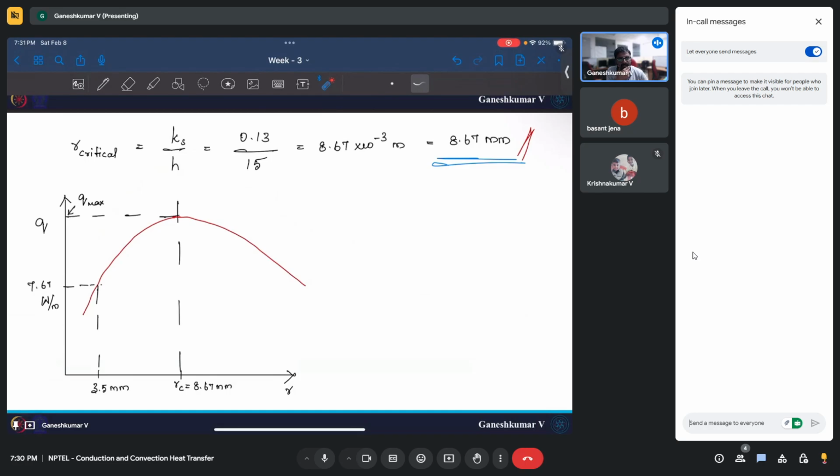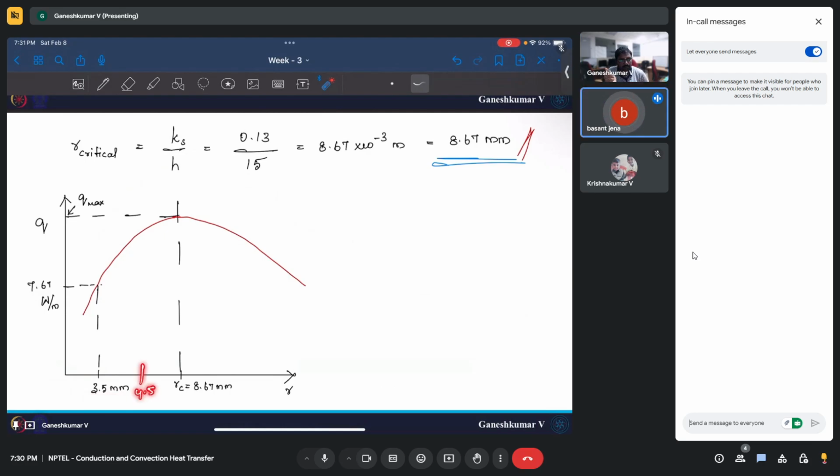Is my question clear? Yes, the question is clear. Okay, so basically what I'm trying to say is, you are currently at 3.5 mm, and at 3.5 mm this is your heat flux, 7.67. Now let's say if I increase 3.5 mm to 4.5 mm, what will happen?